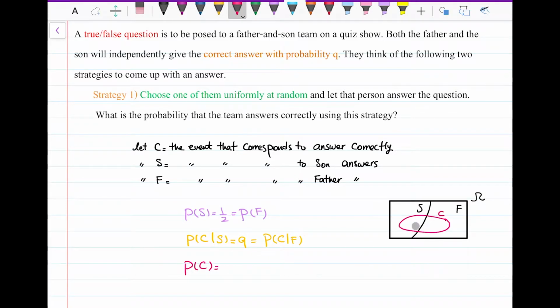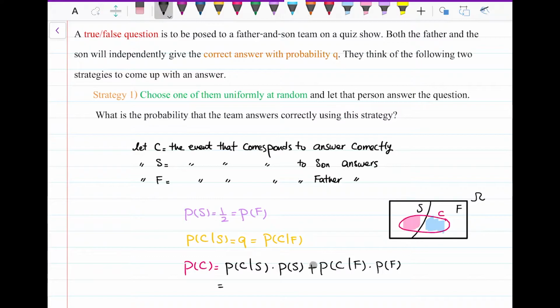the probability of being correct given that the son answers the question times the probability that the son answers the question, plus the probability of being correct given that the father answers the question times the probability that the father answers the question.